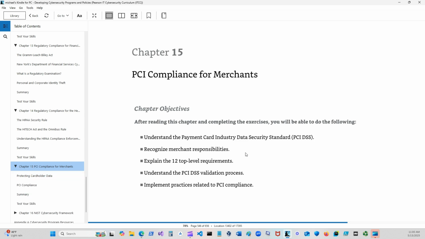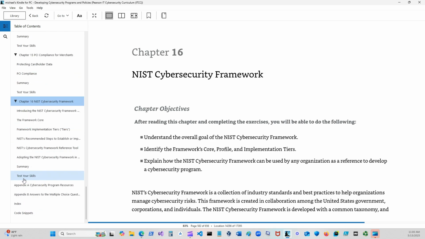PCI compliance for merchants. That's what I'm saying. PCI DSS is the Payment Card Industry Data Security Standard. So anybody that takes credit card information, any company or anything, has to abide by the PCI compliance for merchants. And this is PCI DSS, and this is going to be your policy if you're dealing with card payments, right? And so this is another policy you need to set up, right? And then introduction. Okay, so last but not least is the NIST Cybersecurity Framework, and we're going to go over this real quick. So, chapter objectives.